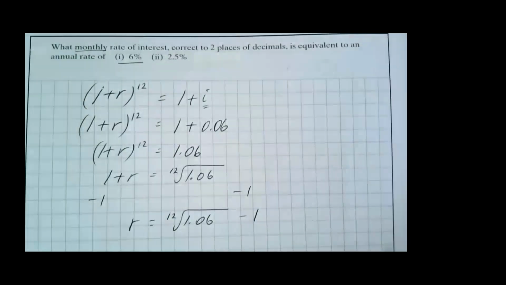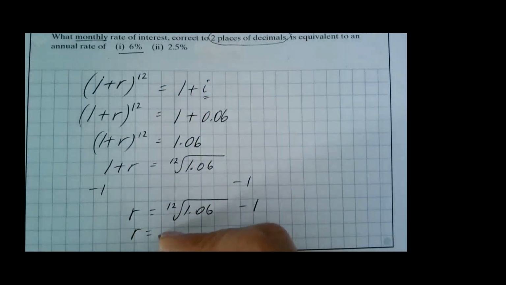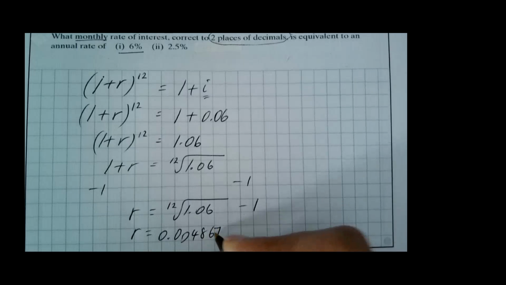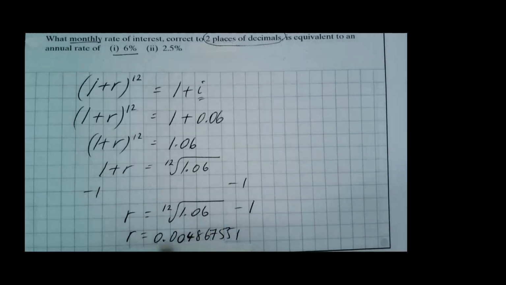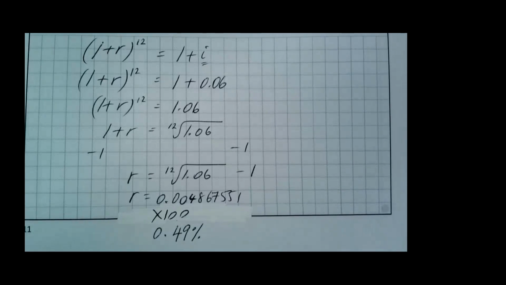And then we'll round it to our 2 places of decimals. So we have 0.004867551. So that is your rate in decimal form. To get it as a percentage, of course, multiply by 100. And I'm getting, to 2 decimal places, 0.49%.